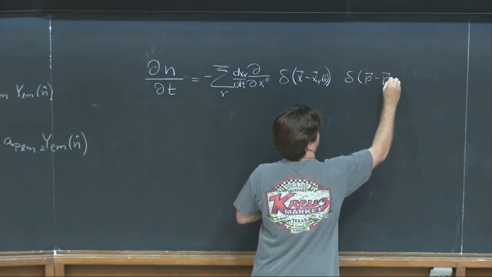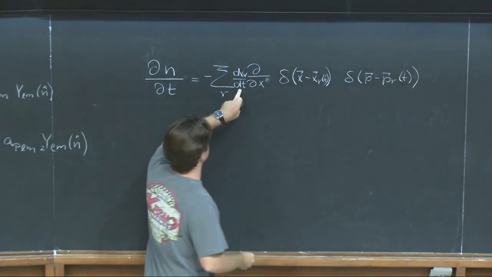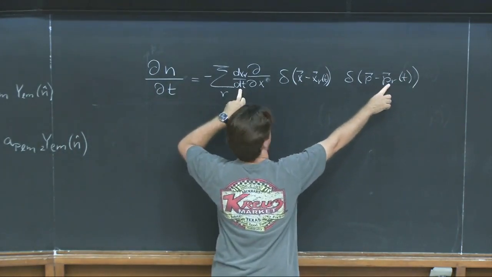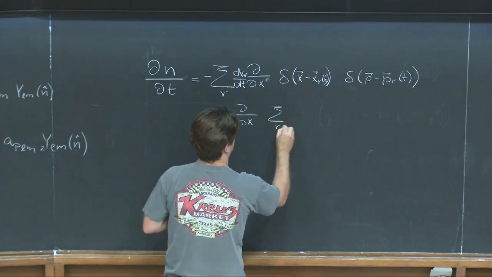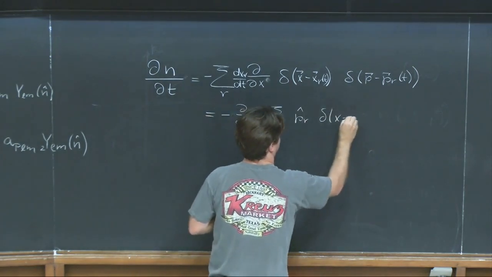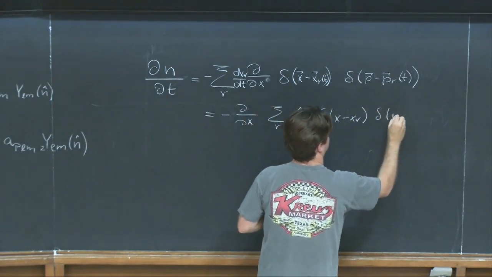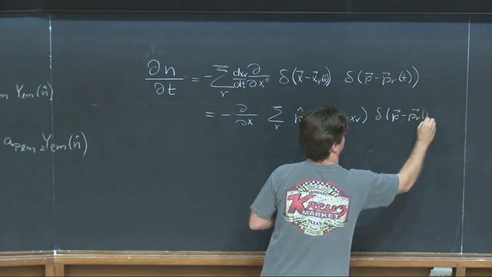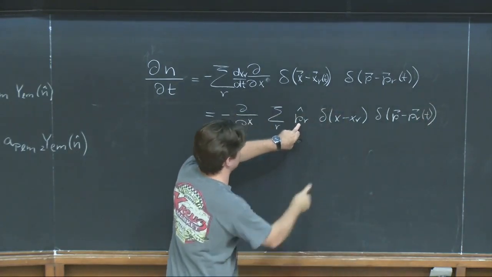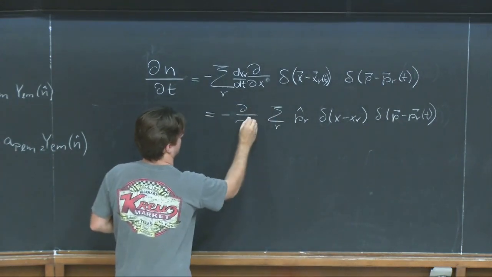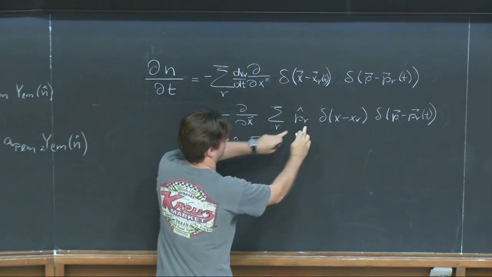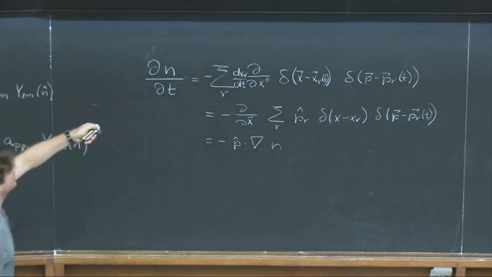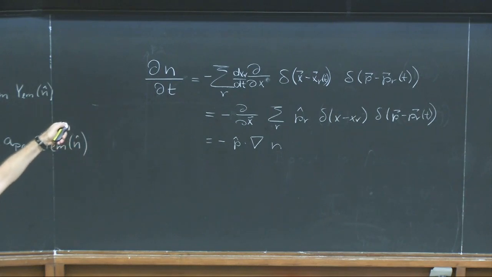And here's the delta, so this is x minus xr, delta of p minus pr of t. And then this is just the direction of p hat r. So this is minus d by dx, sum over r, of pr hat times delta of x minus xr, delta of p minus pr of t. And again, because of the delta function, I can set this equal to p. And so this is minus p hat dot the gradient of n. Once I pull it out, I just get the phase space density again, and I get the collisionless Boltzmann equation that's satisfied by the phase space density.